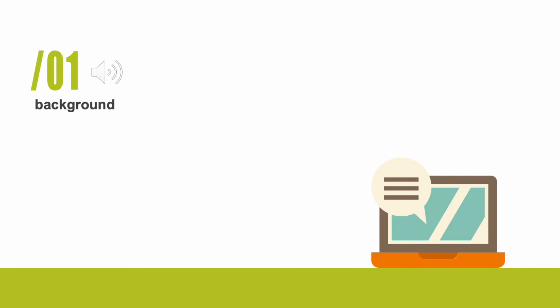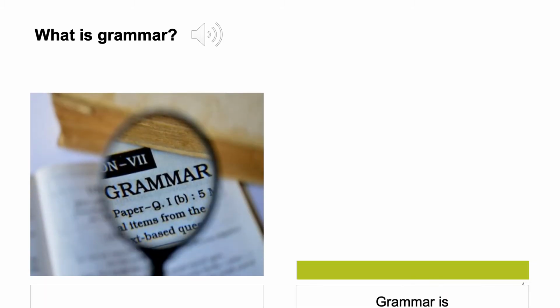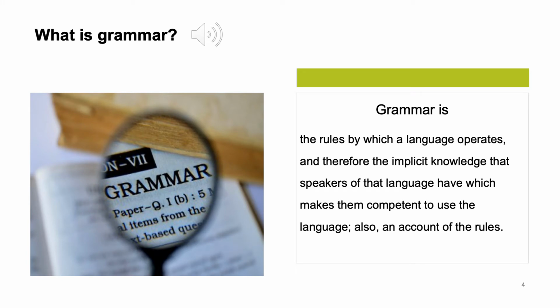In the first section, I'm going to talk about what grammar is and the importance of grammar. What is grammar? Grammar is the rules of a language. That is like a game. If you want to play the game, you need to know the rules of the game first. In the same way, if you want to speak or learn a language, you need to know the grammar.